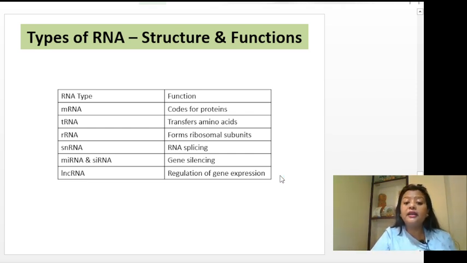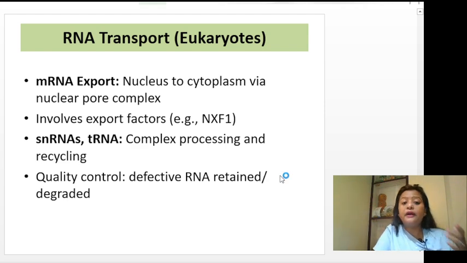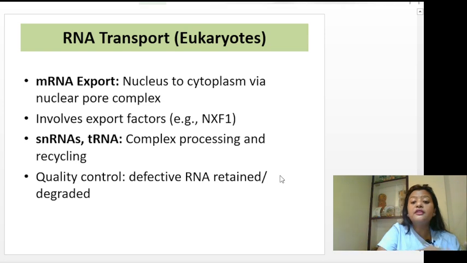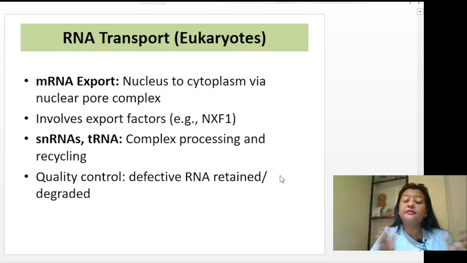Then we have miRNA and siRNA. They are utilized in gene silencing. We will do that in later classes. And lncRNA is for regulation of gene expression. So I've told you about the transport again. First, when mRNA is formed, it is transported from the nucleus to the cytoplasm, because we know that in the nucleus there are some pores present in the outer part. So through the nuclear pore complex, from the nucleus to the cytoplasm, the mRNA is exported.